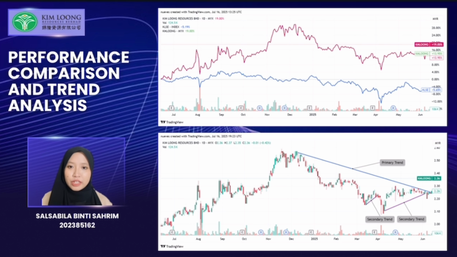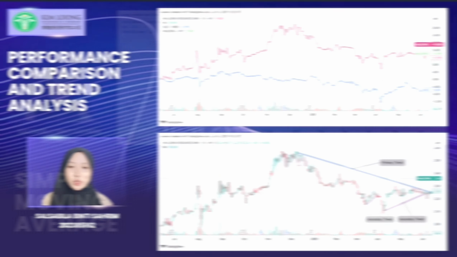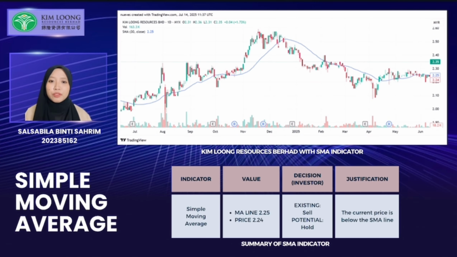Within the primary trend line, there are some secondary trend lines, which are opposite to the primary trend. So in the figure, we can see there are 2 secondary trend lines shown by the purple line in March 2025 and April till May 2025. Now we will move on to the important part of the assignment, where we choose 5 indicators to be applied on our chosen company.